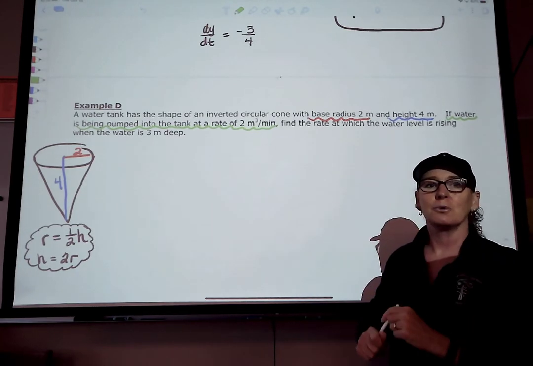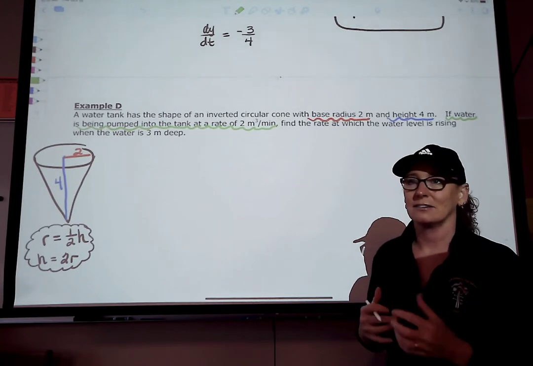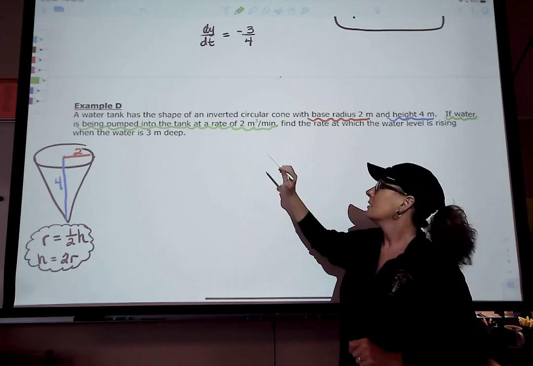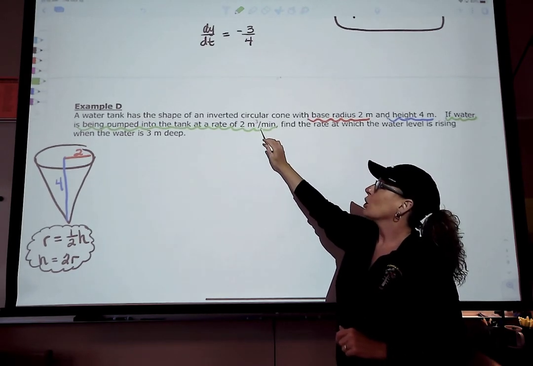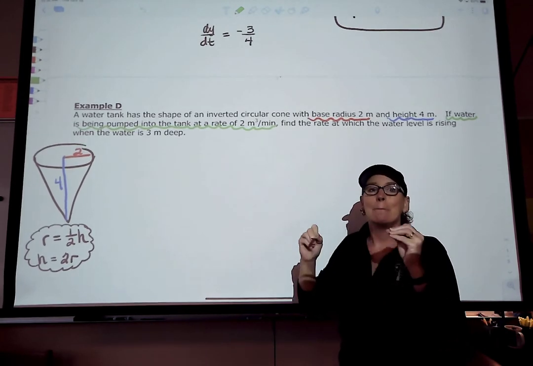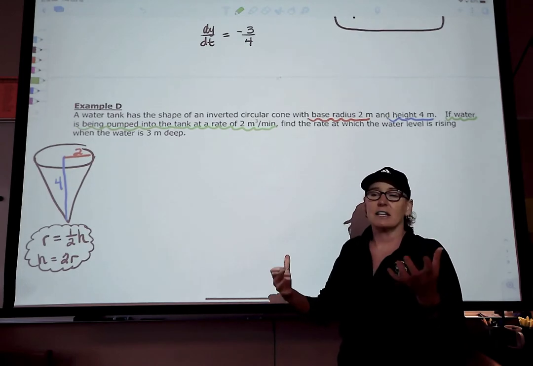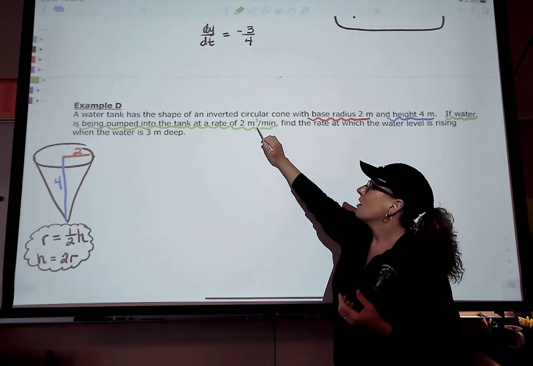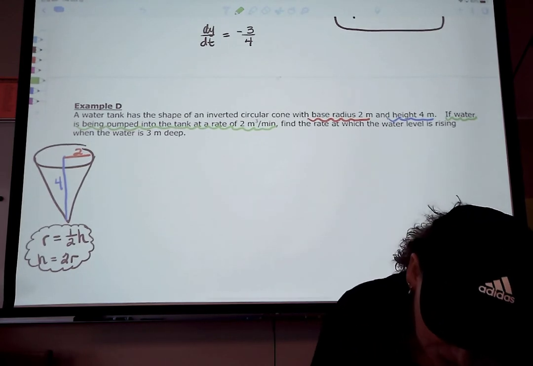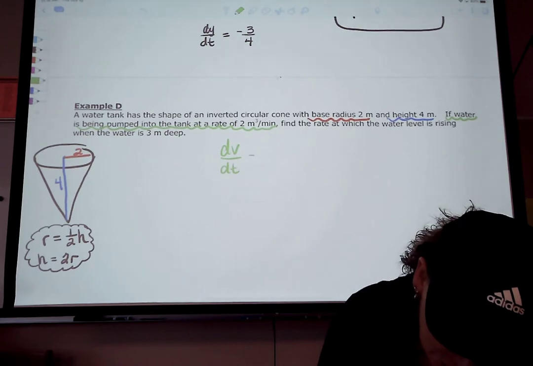Here's a good clue on how I know that's a volume rate. Look at the units it gave me. Volume per minute. Cubic meters, that is a volume measurement. So if you don't pick up on it just in the phrase, always refer to the units, and that'll help clue you in. So it's a rate, so I'm going to write dV/dt equals 2.